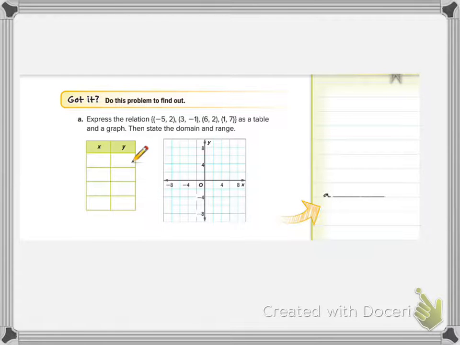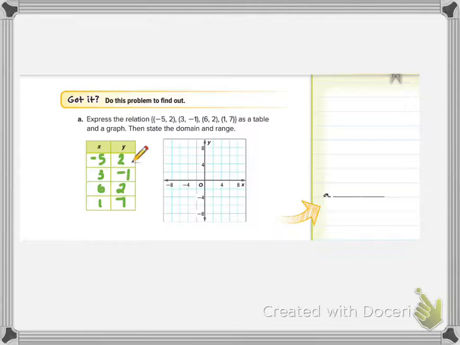So as a practice, we're going to do the first got it, and we're expressing the relation, and we have 4 ordered pairs there as a table and a graph. We want to list the x values in the first column and the y values in the second. Of course, we want to make sure that they stay coordinated. So for the first x, we had -5, and that goes with the y value 2. And then 3, -1, 6, 2, and 1, 7. So when we're listing it in the table, it really just is the same thing as listing the ordered pairs. We just want to make sure that they're then in order.